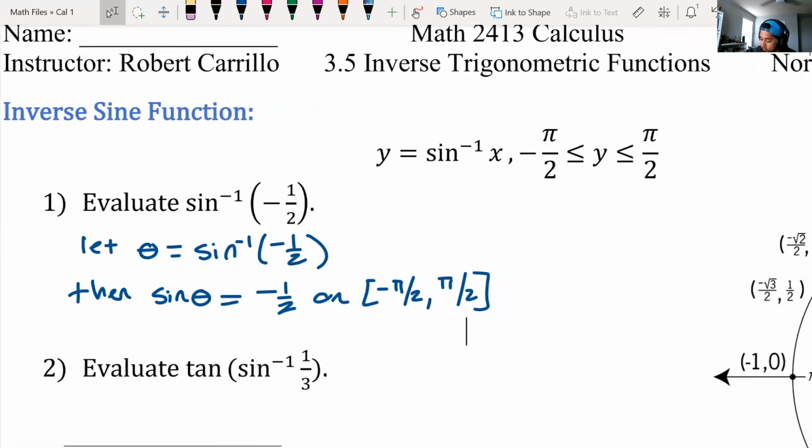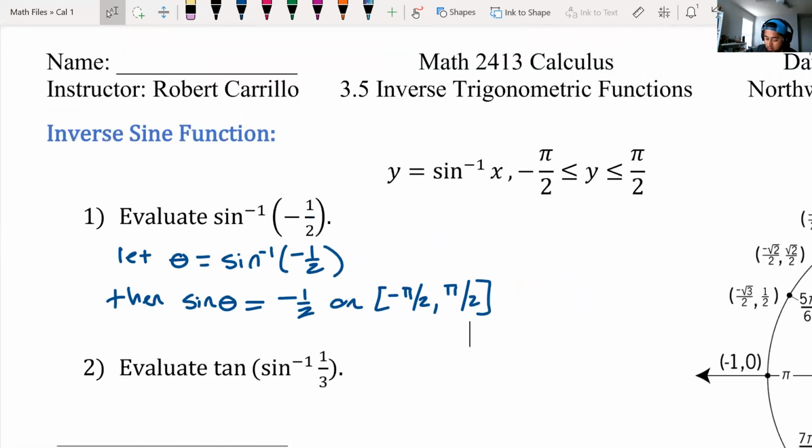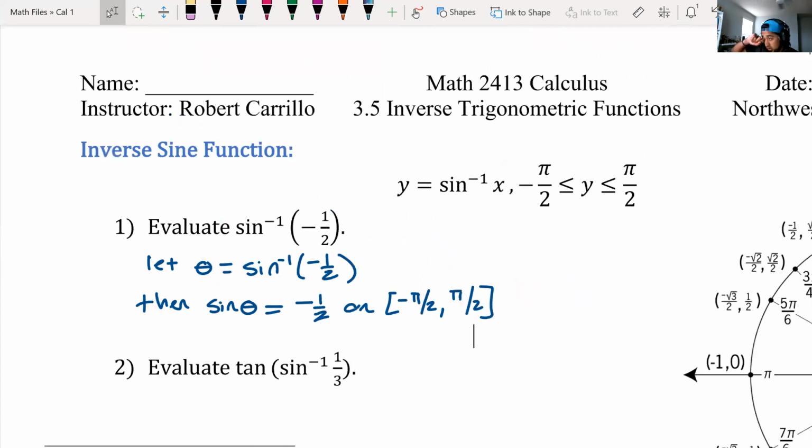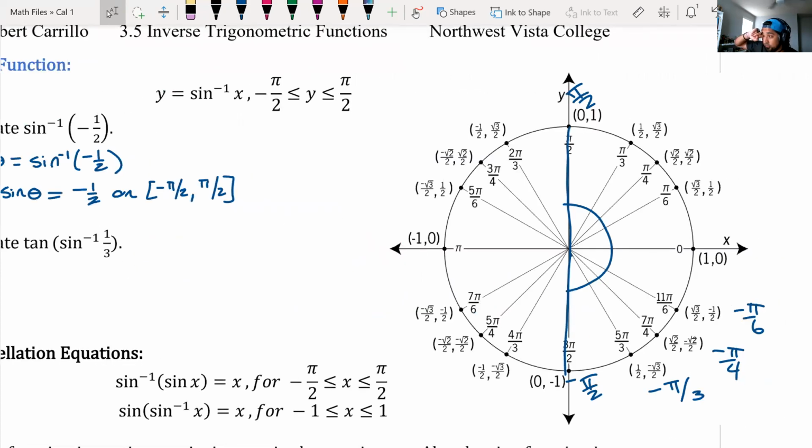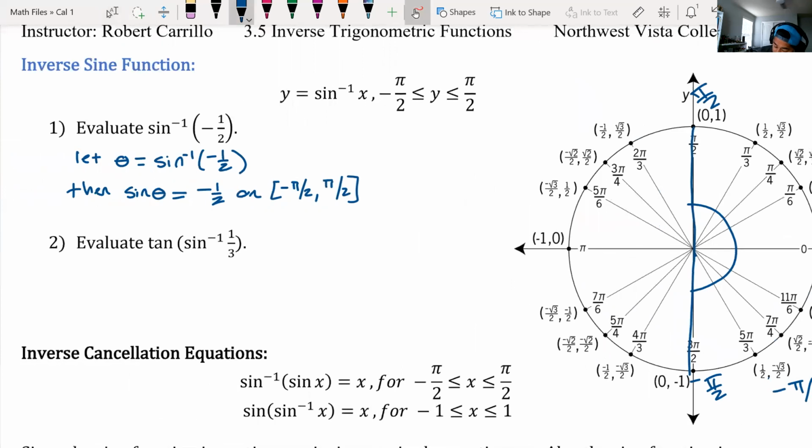And if we look at the unit circle I just drew, where in quadrant 1 and in quadrant 4 is my y value negative 1/2? Or I guess I should just say, at what radian value in quadrant 4 is my y value negative 1/2? Negative pi over 6. Negative pi over 6, and that would be it. So here we would say theta is negative pi over 6. That's it.